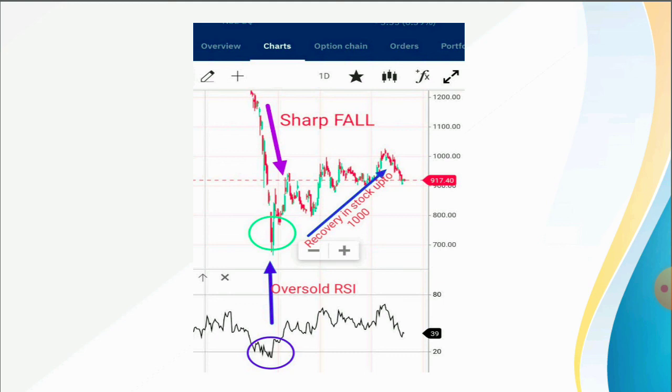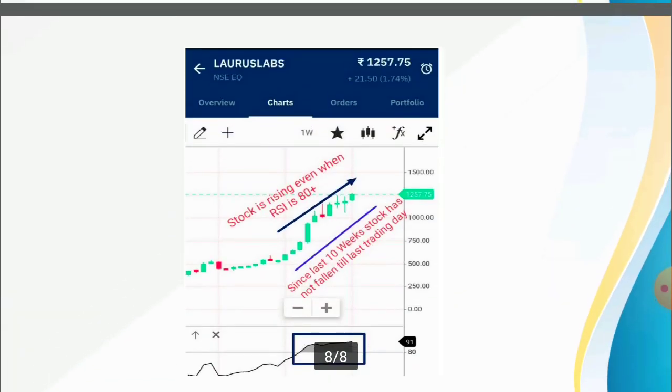Laurus Labs share. This is the Laurus Labs stock chart. What you see from the picture is that the stock is overbought not just for one or two days but for 10 weeks, with no sign of a fall. So the limitation here is that RSI won't tell you exactly when the trend reverses when the stock is overbought or oversold. It might reverse before touching 80 or before going below 20.